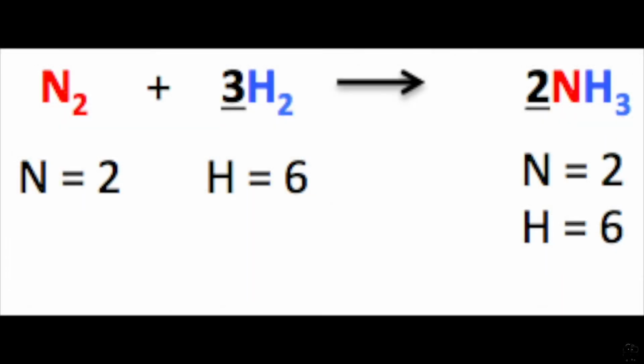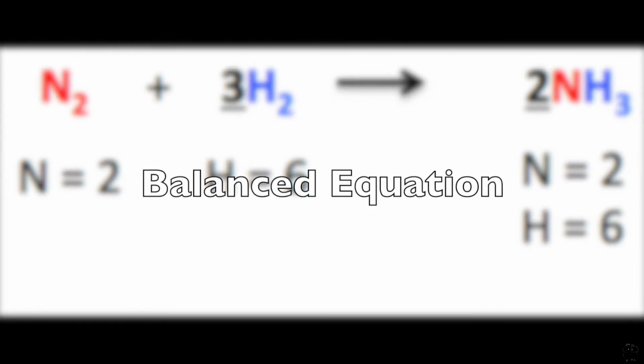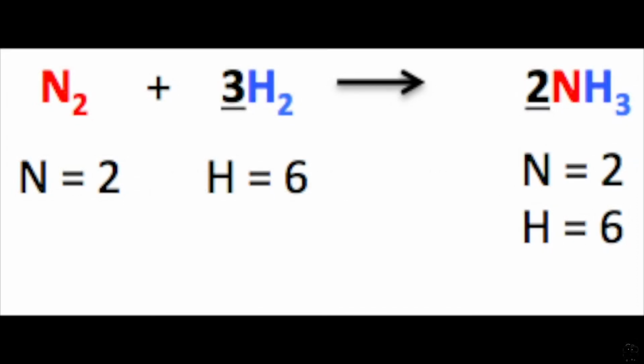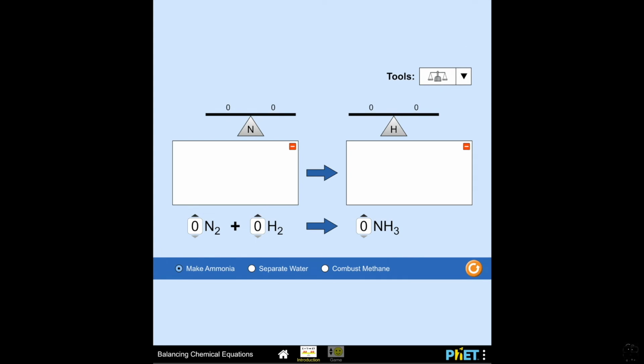In the other case, if the number of atoms of each element are the same on either side of the arrow, then the equation is called a balanced chemical equation. We can understand this better with the help of an interactive simulation. This simulation is a part of PhET simulations.